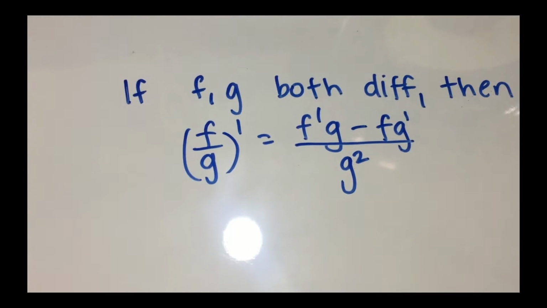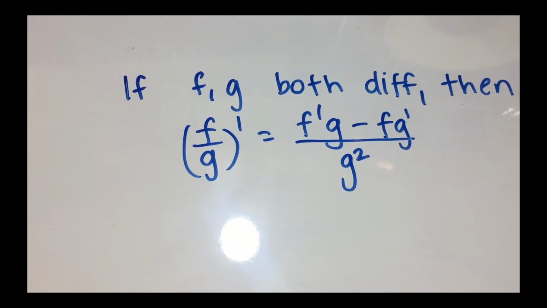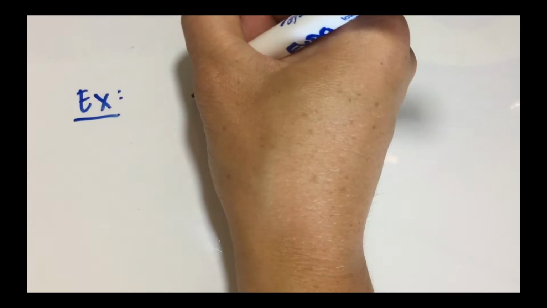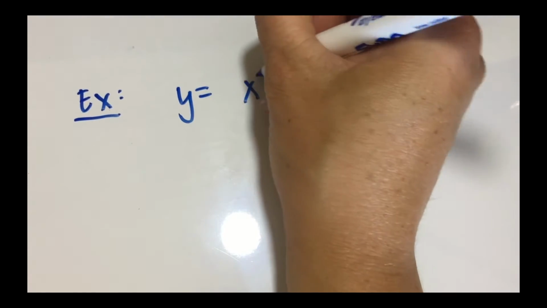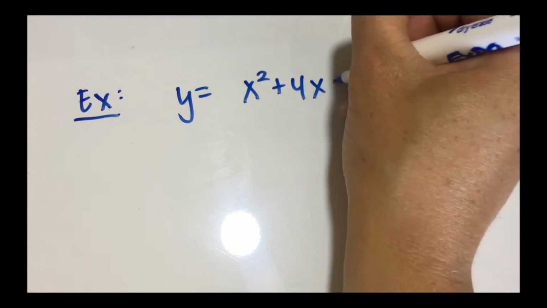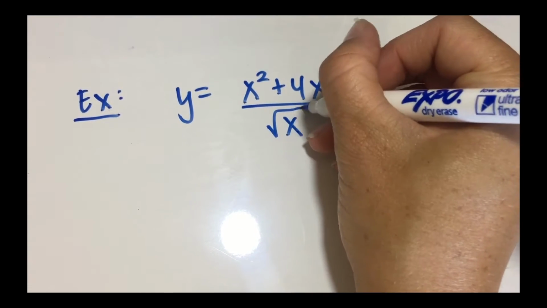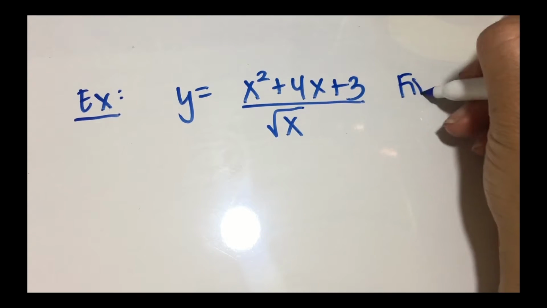So if we want the derivative of two functions being divided by each other, this is the formula we're going to use right here. For my example, I have y equals x squared plus 4x plus 3 divided by the square root of x, and I want to find y prime.